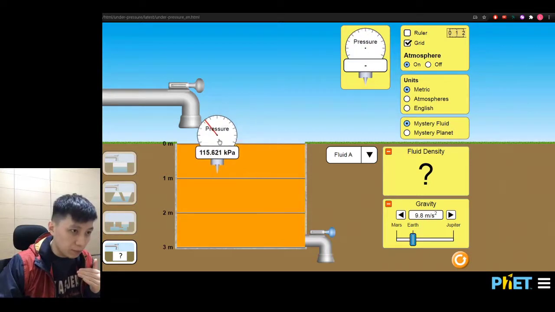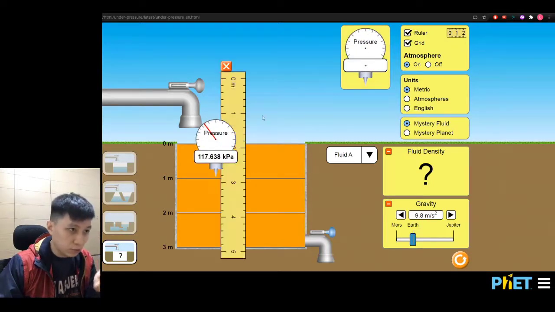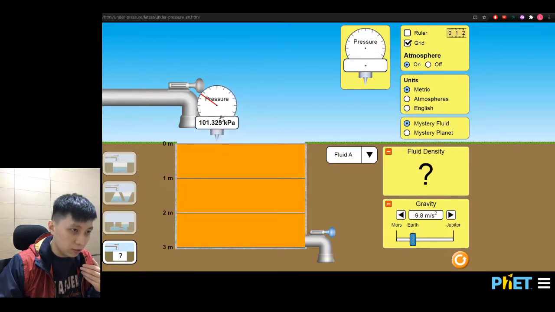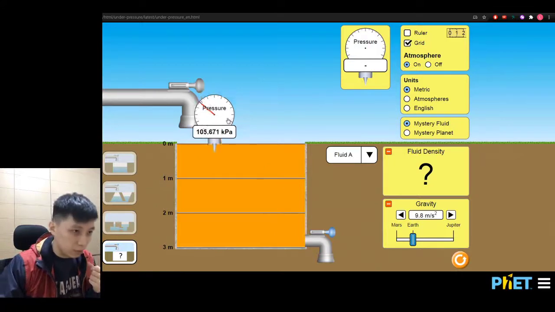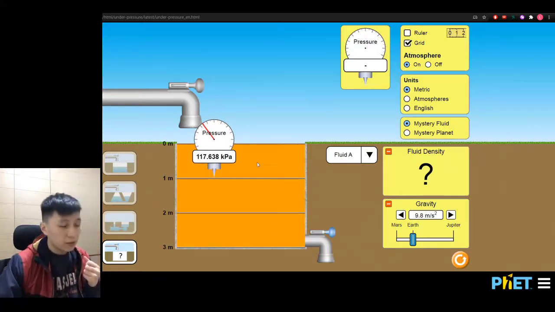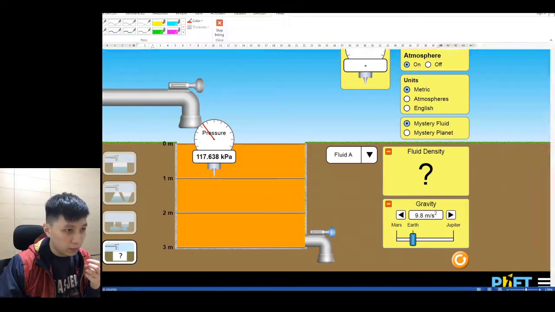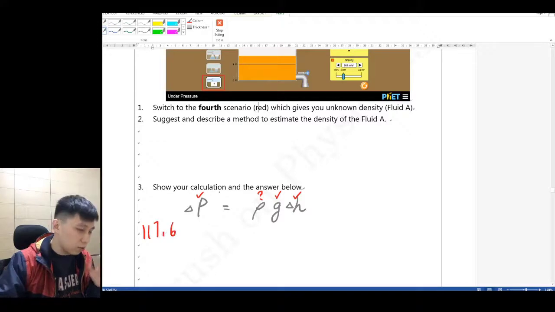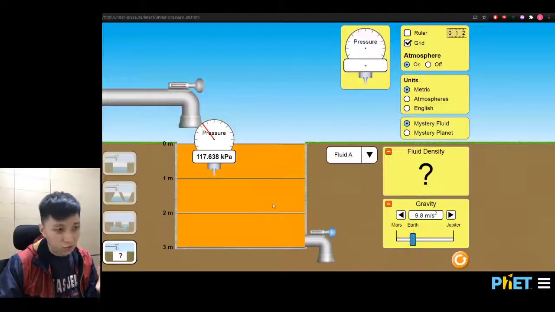If I pull the pressure gauge, if you like, you can use a ruler also, but I don't think it's necessary because I'm aligning with 1 meter anyway. So 1 meter is here, and later I'll need to measure the 0 meter, so that I can find the delta P. Let's record the greater one first. Hopefully that is accurate. 117.6. I'm not going to take the last 2 digits because that kind of fluctuates depending on my hands, so that's not going to be reliable anyway.